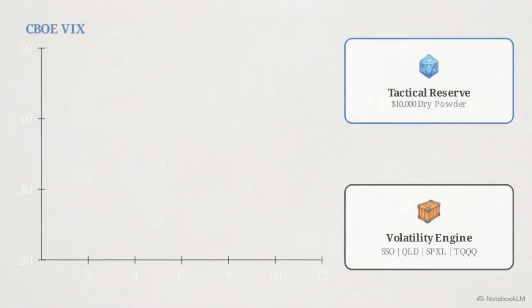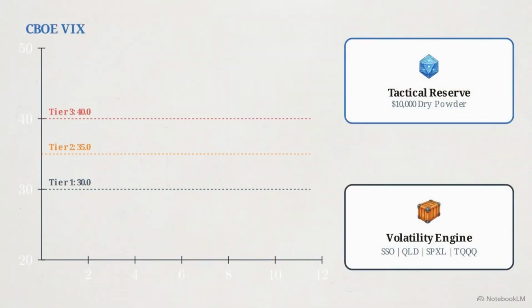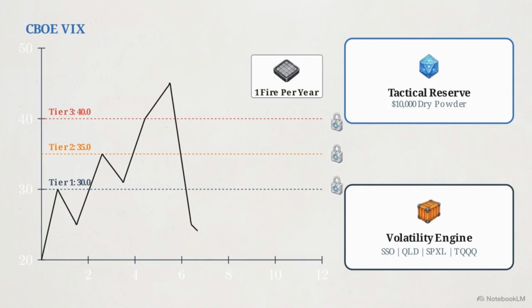This line graph tracks the VIX scale in script. For Tier 1, when the VIX spikes past 30.00, the script forces a $3,333 tranche from the tactical reserve directly into the market. For Tier 2, a VIX breach of 35.00 forces a second $3,333 tranche to deploy. And for Tier 3, extreme panic, driving a VIX breach of 40.00, forces the final $3,334 tranche into the market.